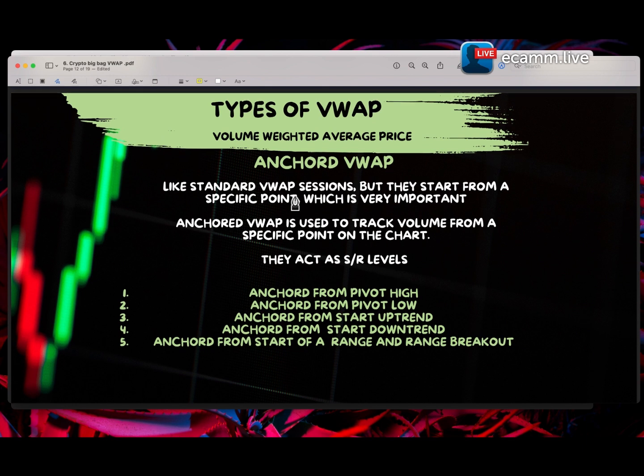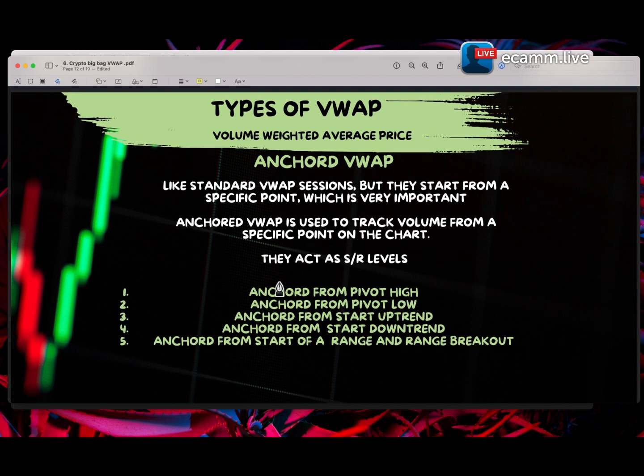Anchored VWAP is like the standard VWAP session, but they start from a specific point, which is very important. You can choose from the beginning of the last hour. You can choose from the beginning of a pivot high, pivot low. You can choose from the beginning of an uptrend. You can anchor from the beginning of a downtrend. You can anchor from the beginning of a range or breakout. They always act as support and resistance levels.